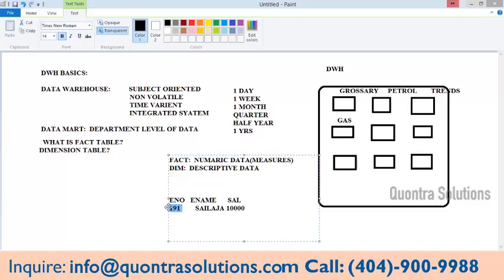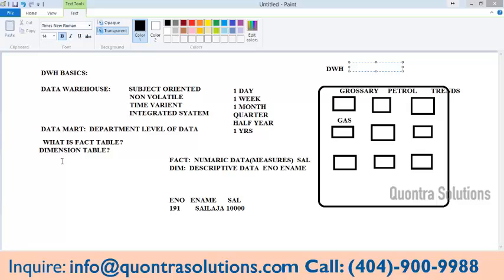Even though employee number is numeric data, it is not a measure. It's just a number to identify me. It's just identification, but salary is a measurable thing. So salary will be moved into the fact table, and employee number and employee name will be moved into the dimension table. This is the way we have to move the data. This is the fact table and dimension table, and we have a few more concepts on the data warehouse.